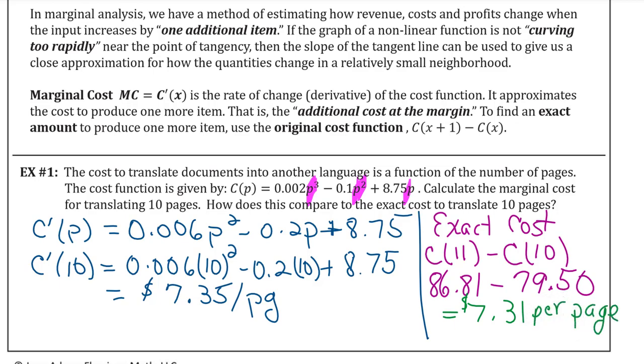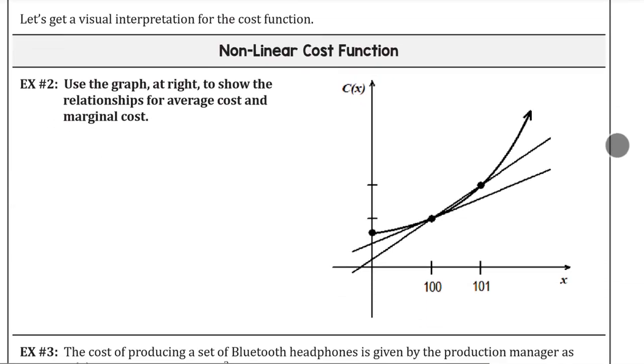Okay, so what you can see here is there is a 4-cent difference. So it's pretty close, but it's not exact. Because if you take your cost for producing 11 pages and subtract from that how much it costs you to produce 10 pages, you're going to get your exact marginal cost. Okay. So let's look at a graph now.